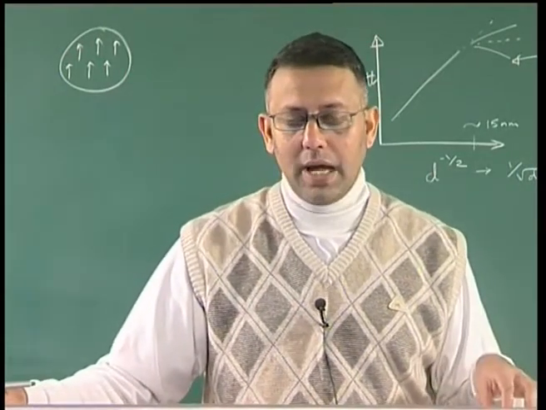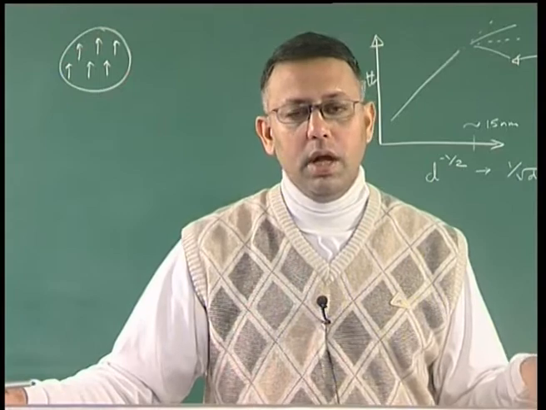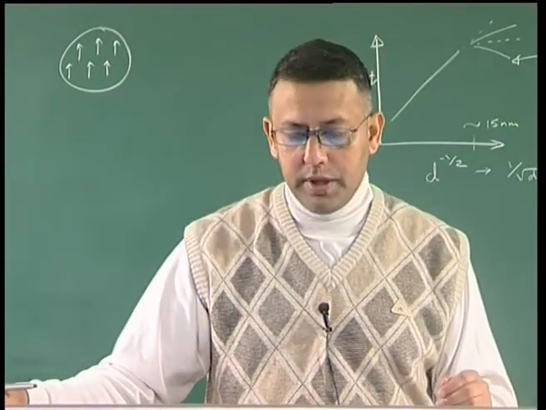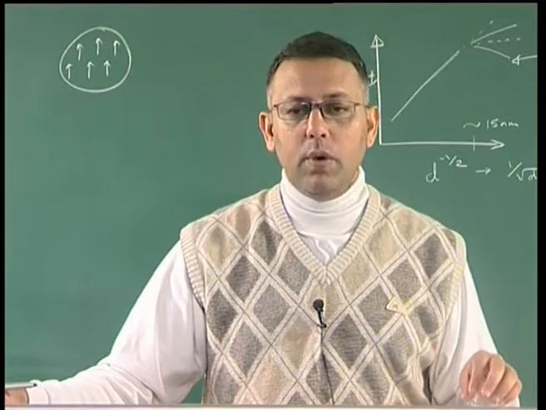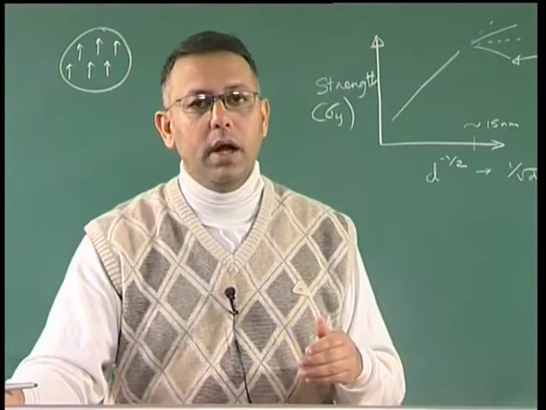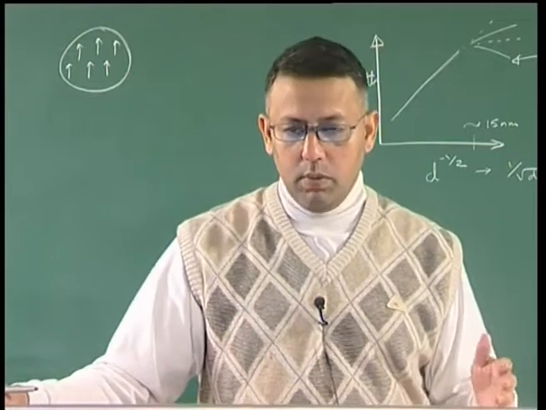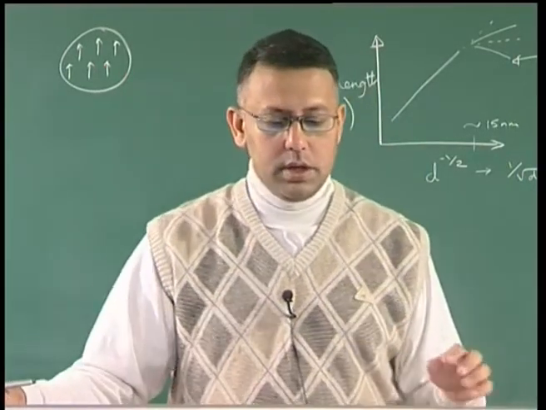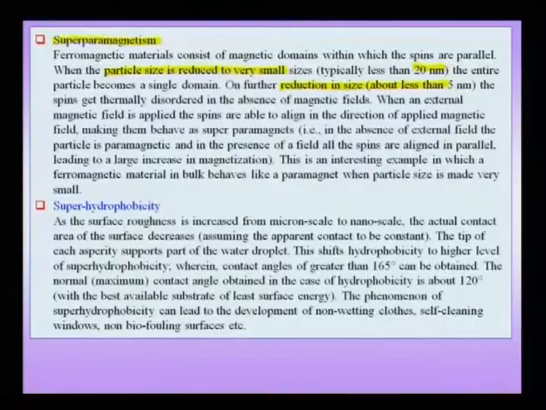This is unlike the oxygen case, in which very high fields are required even to get a partial alignment of the spins. Here the spins automatically orient themselves, and therefore, you get a very high enhancement in the paramagnetic susceptibility, and such a material is called a super paramagnet. And this is purely coming from the size reduction effect.